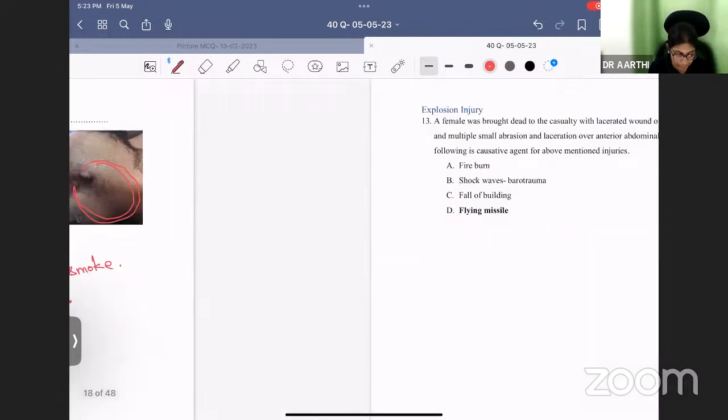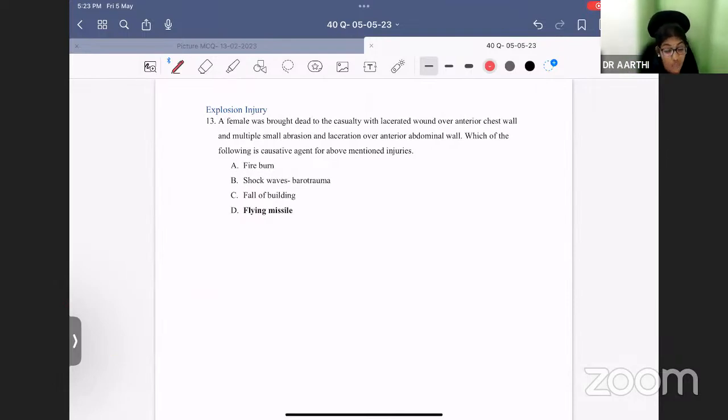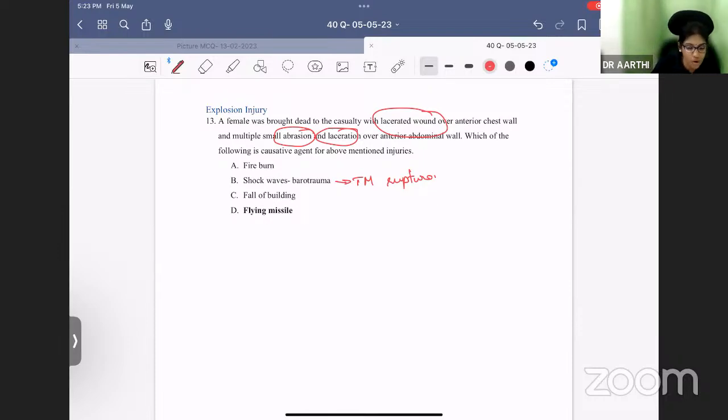particles. Okay. The next one, a female was brought to the casualty with lacerated wounds. She has lacerated wounds around the chest wall, small multiple abrasions over the anterior abdomen along with laceration. Burn, they would have given burn. Now, these are all not suggestive of burn. Shockwave barotrauma, tympanic membrane rupture. Right, so you will get a TM rupture. Fall of a building, not small. We are not talking about small abrasions and contusions. Fall of a building will produce traumatic asphyxia, or it will produce complete compression and laceration or fracture of all the bones, right? So these are produced by something called flying missiles in explosion.